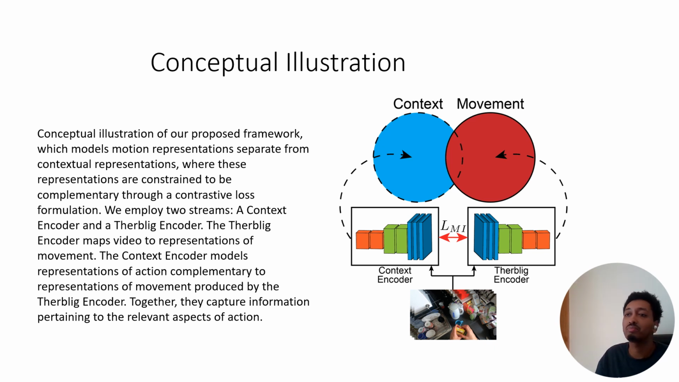So here's a conceptual illustration of our proposed framework where we model motion representations separately from contextual representations. We constrain these representations through the use of a contrastive loss formulation LMI shown between the two encoders. So the context encoder models representations of action complementary to the representations of movement produced by the Therbligs encoder, and together, by combining the two, we're able to more pertinently model the relevant aspects of action.